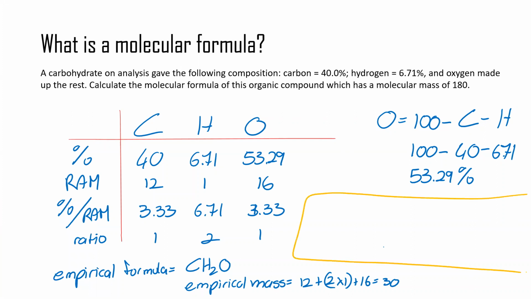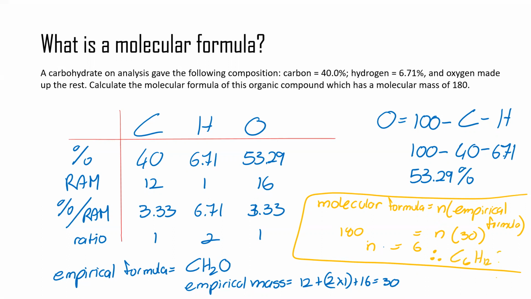So this is the last bit, okay? Molecular formula is equal to n times empirical formula, and the formula mass and the mass are going to be the same thing here. So 180 is equal to n times 30, n equals 6. Therefore, it's going to be CH2O times 6. It will be C6H12O6.